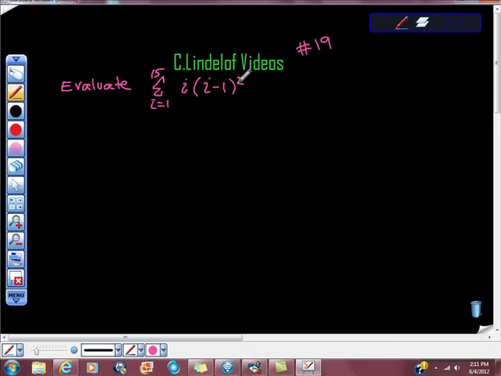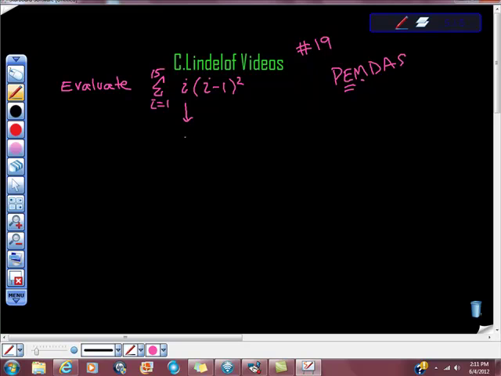First thing I'm going to do is expand this. Please remember, you can't distribute this i over this because this exponent is in the way, right? We have PEMDAS going on here, and it says that we must do our exponents before we do any multiplication. So I'm just going to go ahead and expand this first.